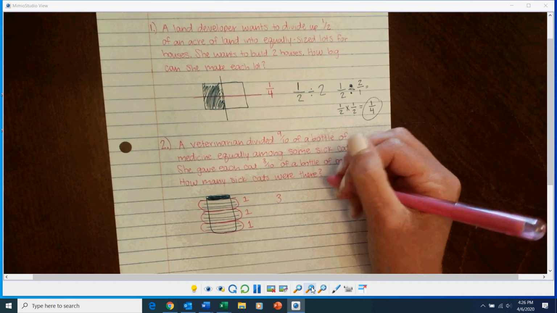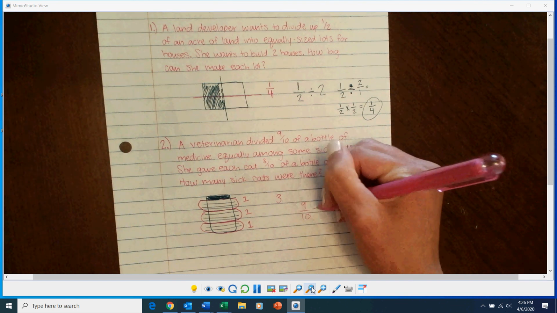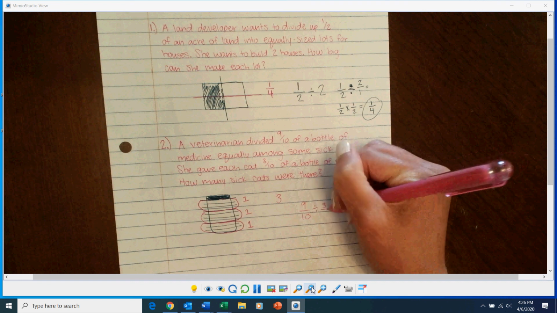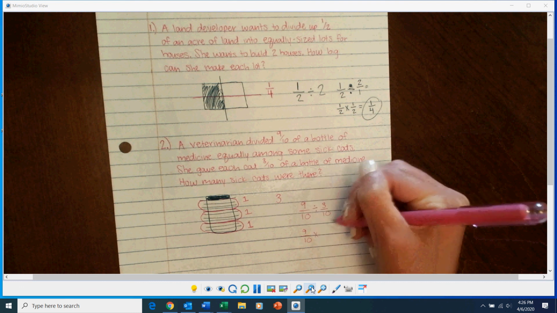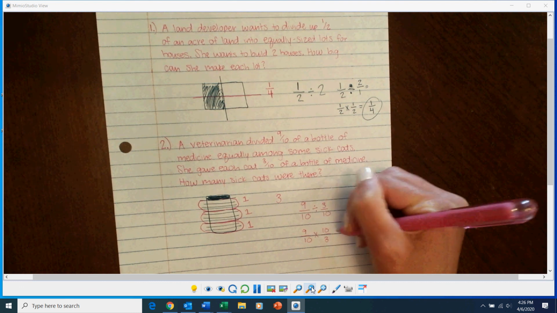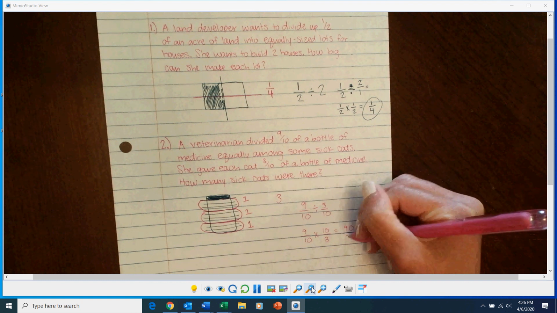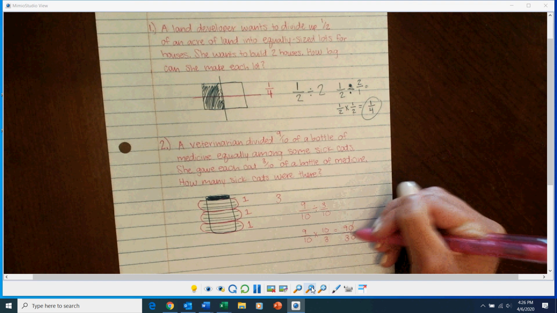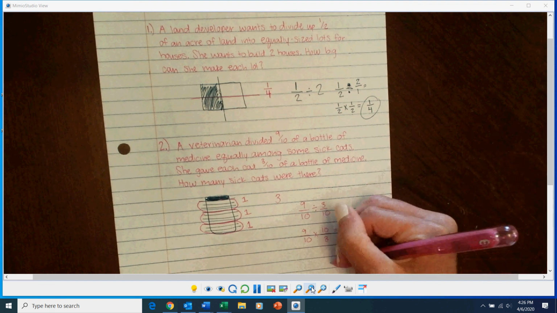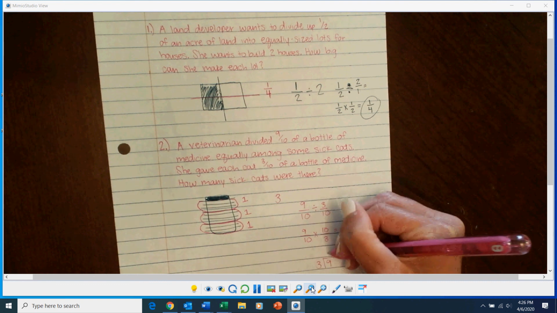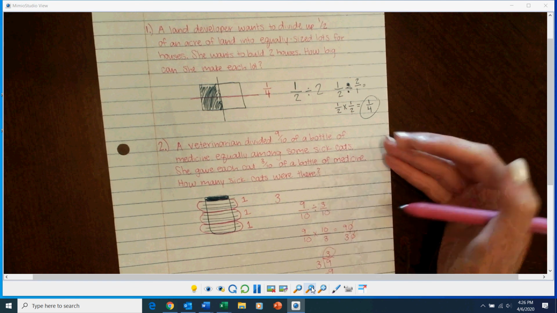To prove this using math, I would say 9/10 divided by 3/10. I use keep, change, flip. 9 times 10 gives me 90. 10 times 3 would give me 30. Remember, I can cross off my 0 since I have 1 on the top and the bottom. Now I have 9 divided by 3. I know that would give me 3. So my final answer, proven with math, is 3.